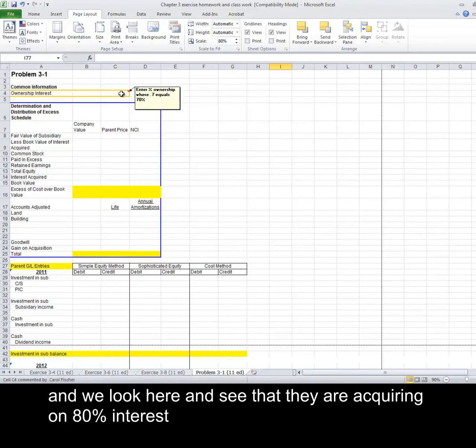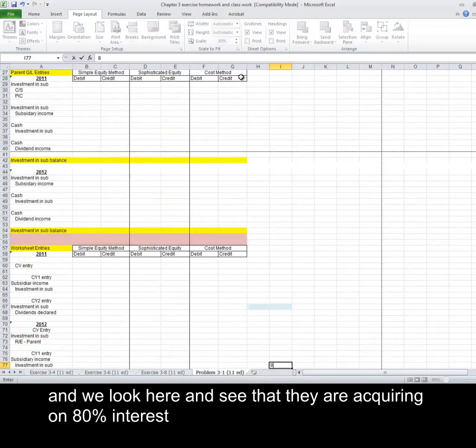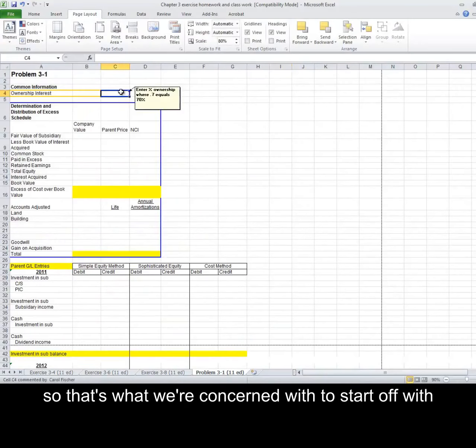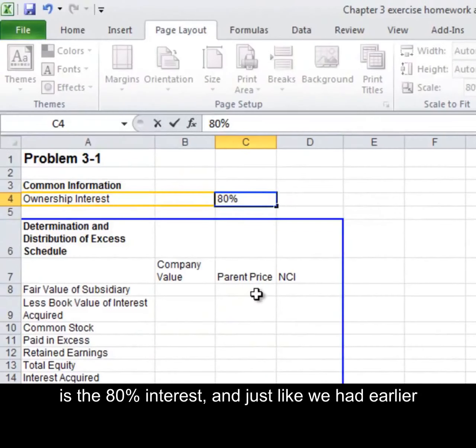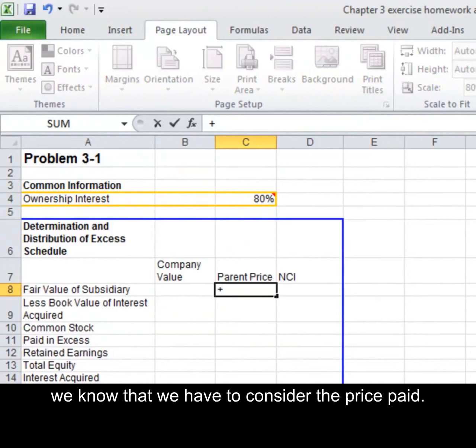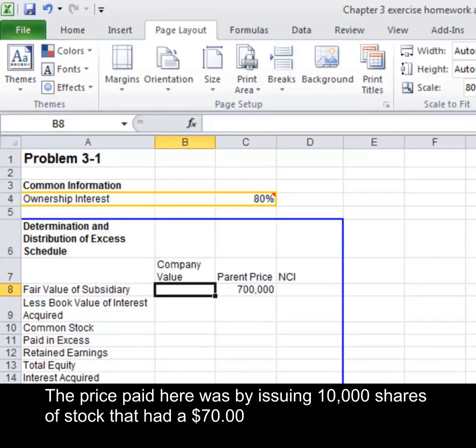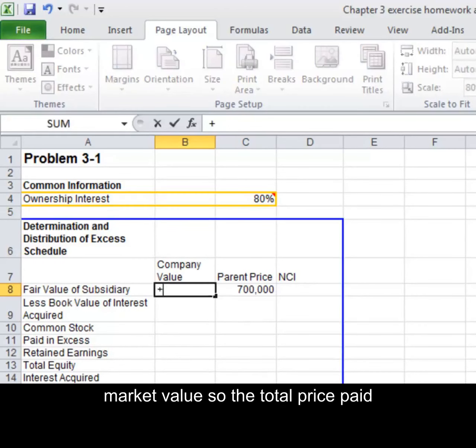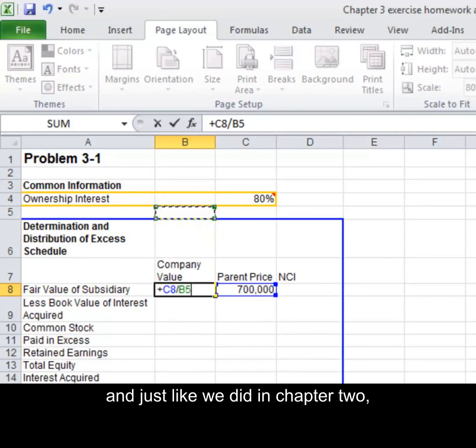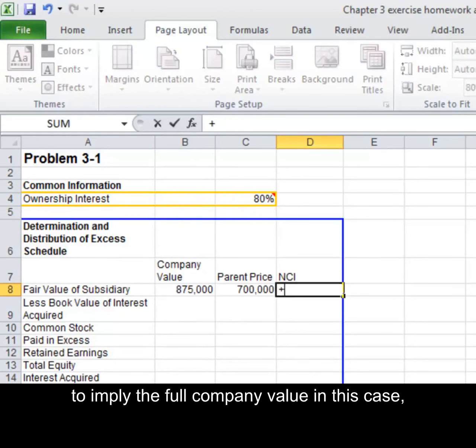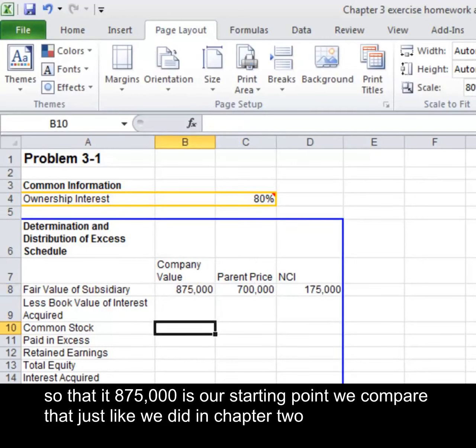And we look here and see that they are acquiring an 80% interest. So that's what we're concerned with to start off with, the 80% interest. And just like we had earlier, we know that we have to consider the price paid. The price paid here was by issuing 10,000 shares of stock that had a $70 market value. So the total price paid was $700,000, and just like we did in Chapter 2, we're going to use those circumstances to imply the full company value in this case. So that 875 is our starting point.